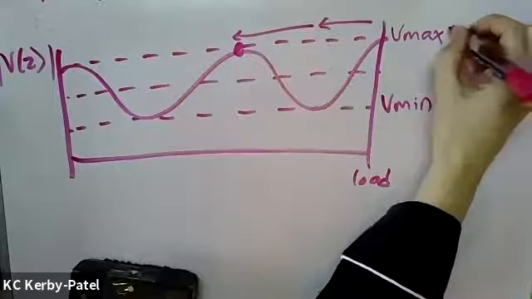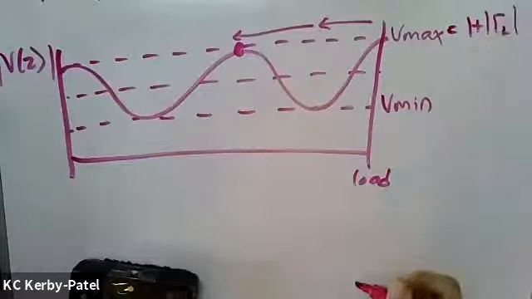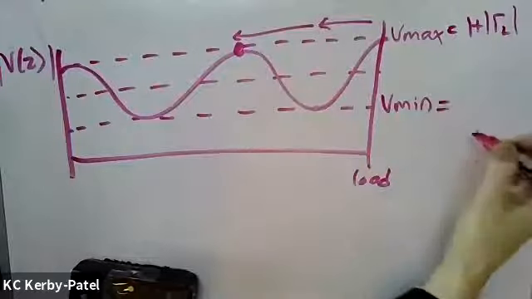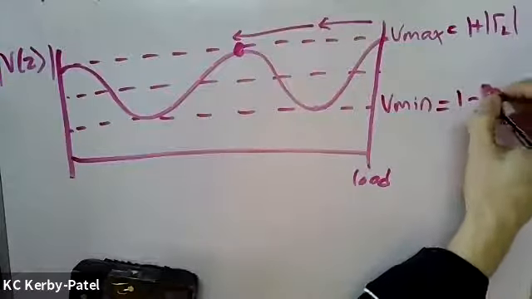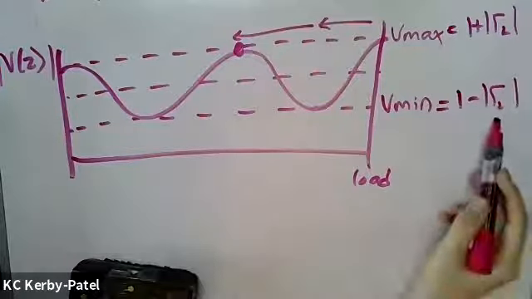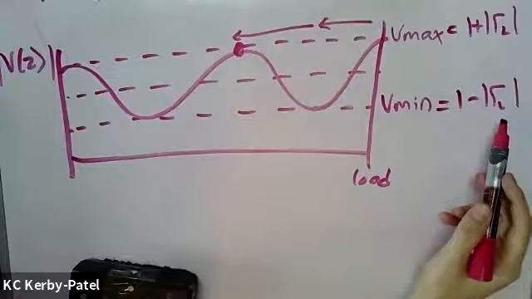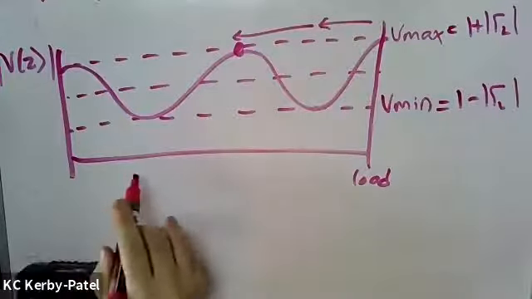The max voltage value is 1 plus the absolute value of the load reflection coefficient. The minimum voltage value is 1 minus the absolute value of the load reflection coefficient. Remember that magnitude gamma is less than or equal to 1. And so you have a standing wave that looks like this.